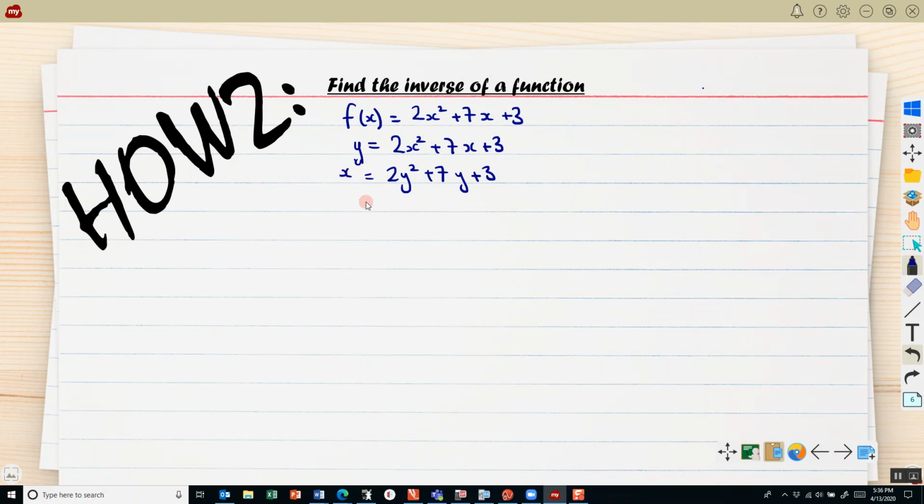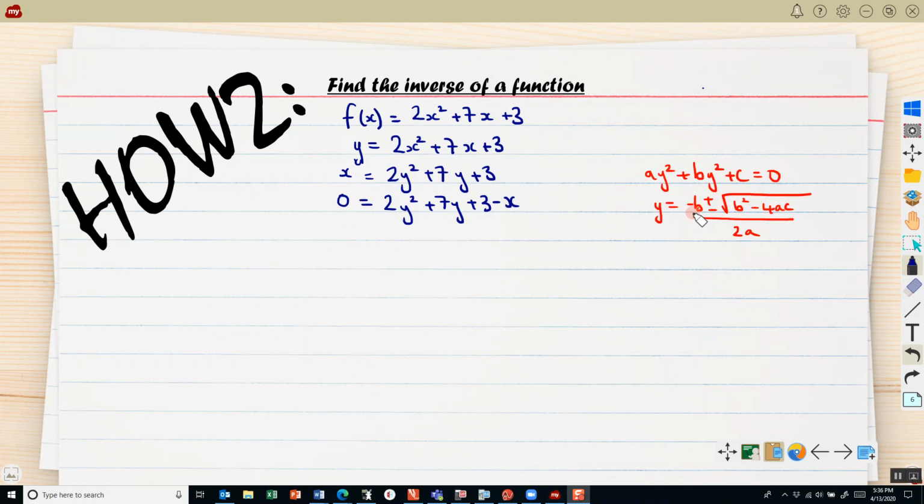Okay, so this is an x. I'm going to make it equal 0 by subtracting x from both sides. I'm going to treat this x as if it is a constant. And I'm now going to try and solve this using the quadratic formula. So here's our quadratic formula. Now I've written it like ay squared plus by plus c. And in this case, I'm solving for y.